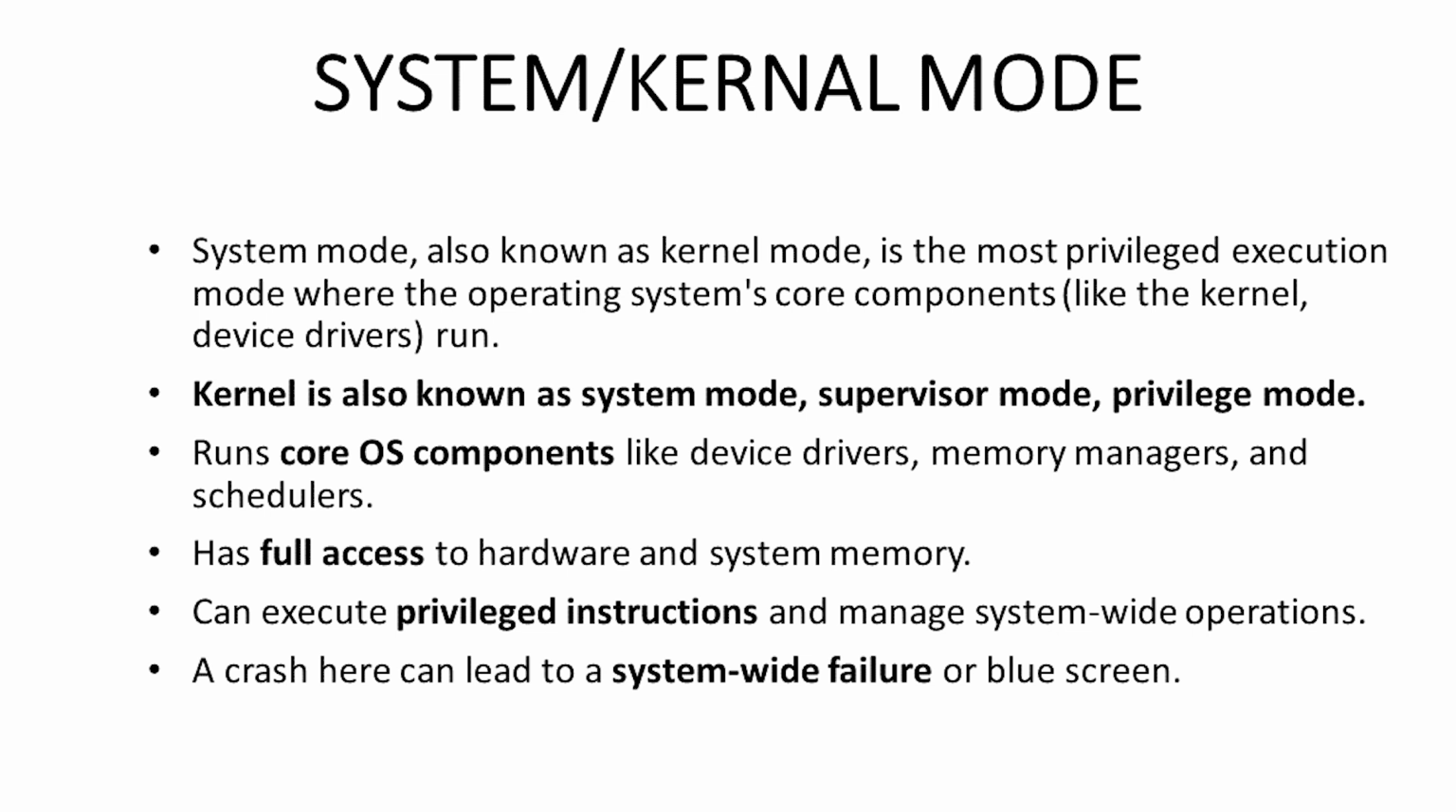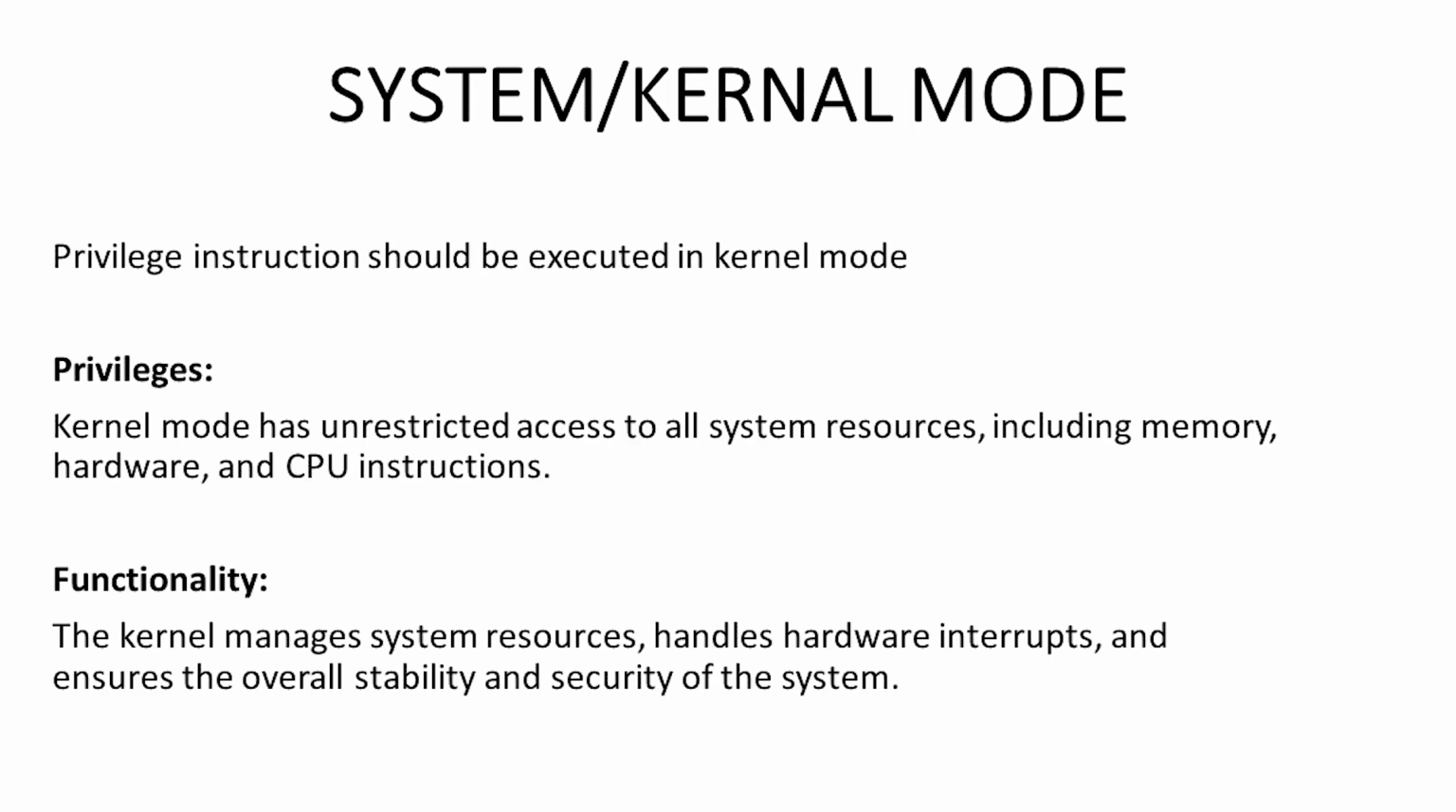If any crash happens, it will lead to system failure. The privileged instructions should be executed in kernel mode. Let us see what is privilege. The kernel mode has unrestricted access to all system resources including memory, hardware and CPU instructions. Next we will see what is functionality. The kernel manages system resources, handles hardware interrupts and ensures the overall stability and security of the system.